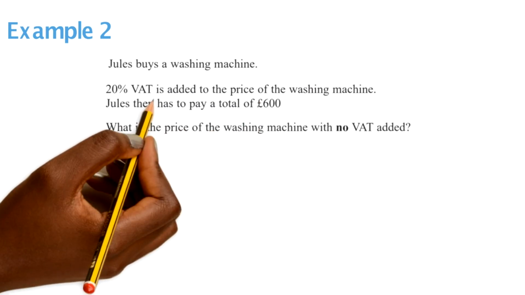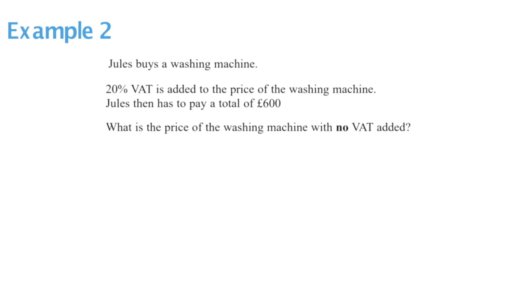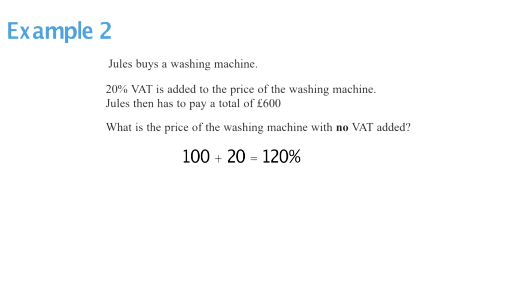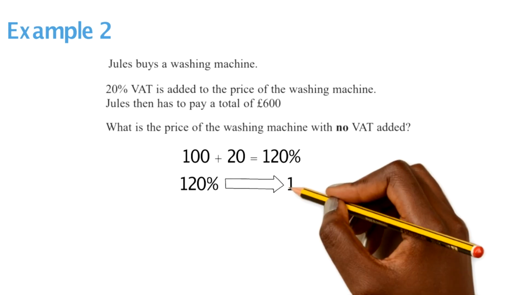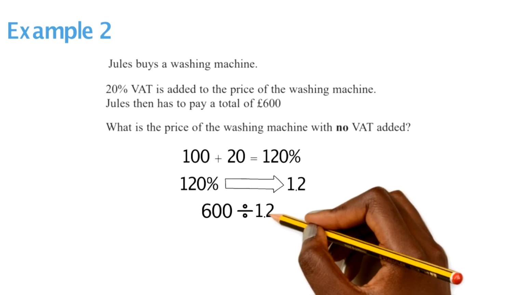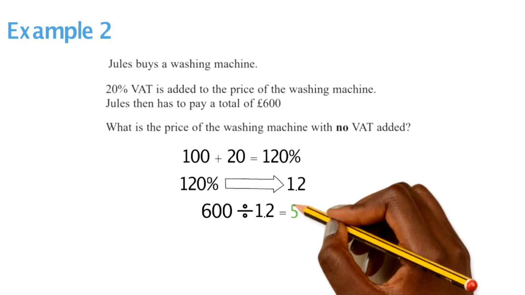Example 2. So again, Jules buys a washing machine, but with VAT added of 20%, the total price is 600, so working out before VAT was added. So because this is a percentage increase, we added the 20 to give us 120%, convert it into its equivalent, which is 1.2, and divide the new value 600 by the decimal equivalent of 1.2, and that should leave you with an answer of, again, £500.